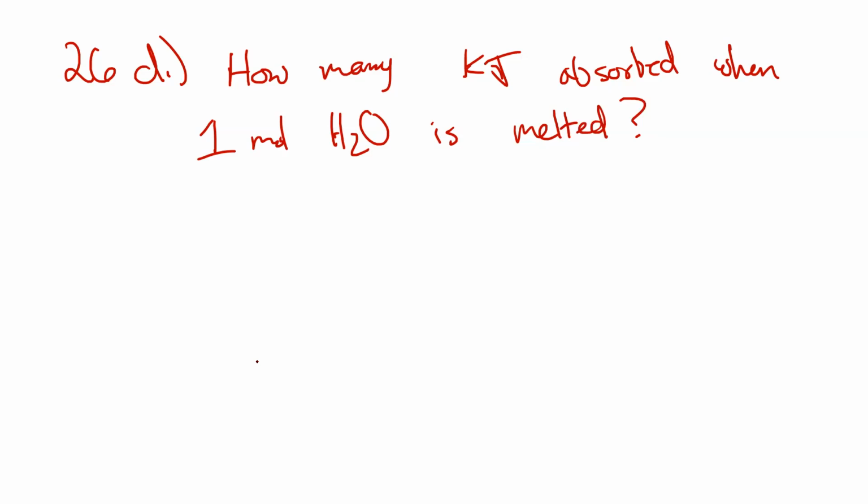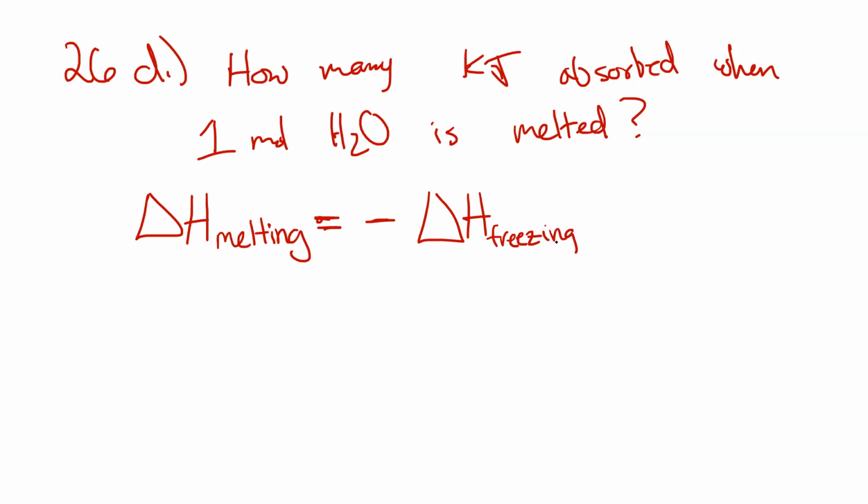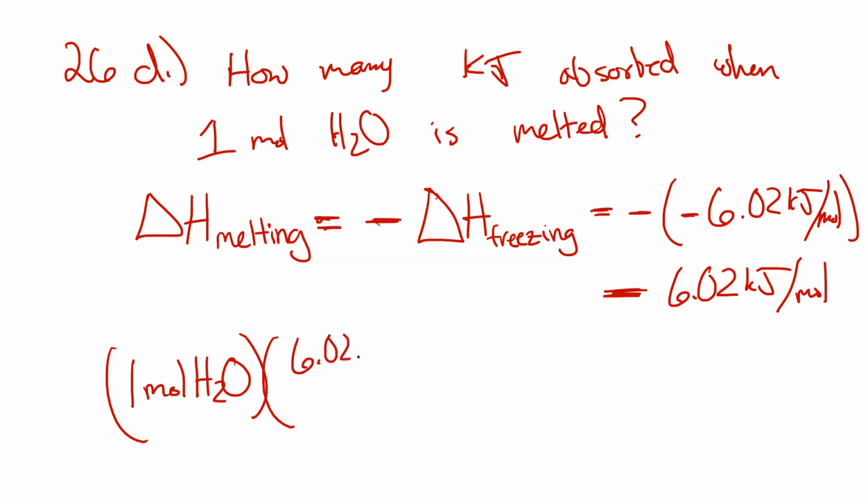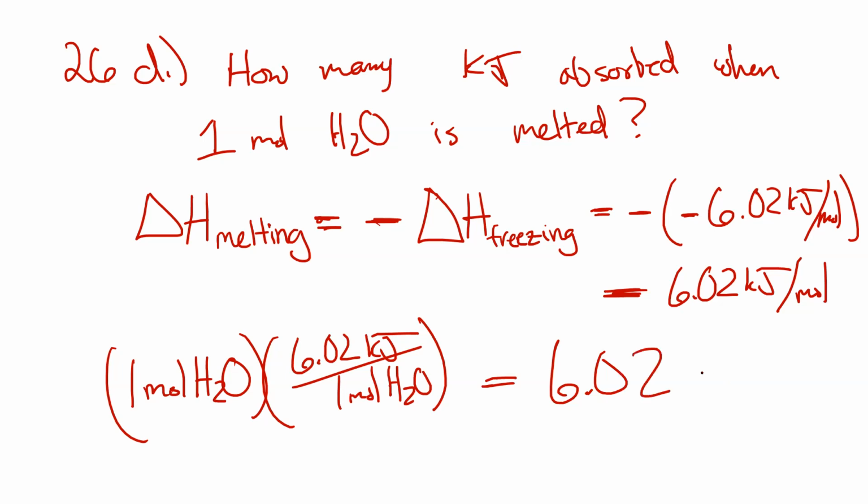Now, do you guys understand how to do that? So remember, our delta H of melting is equal but opposite of the delta H of freezing or fusion. They are equal but opposite. That's why the negative sign's there. Okay? Which means this is equal now to negative 6.02 kilojoules per mole, which means the final value we'd be using here is 6.02 kilojoules per mole. That makes sense? Okay. So now it's just 1 mole of H2O multiplied by 6.02 kilojoules per 1 mole of H2O. And we've got the very surprising value of 6.02 kilojoules.